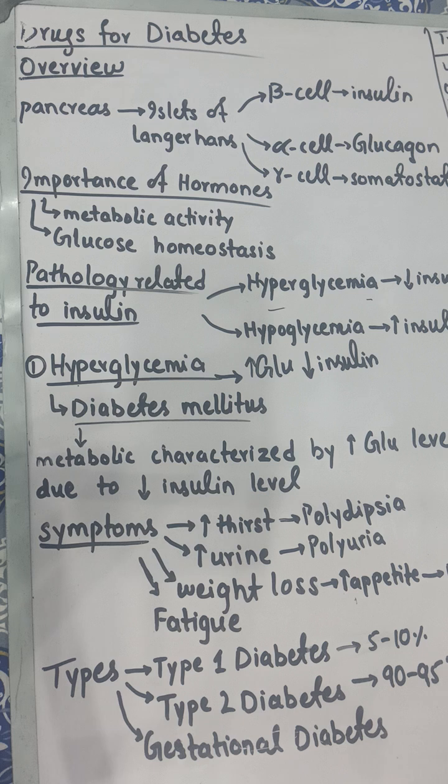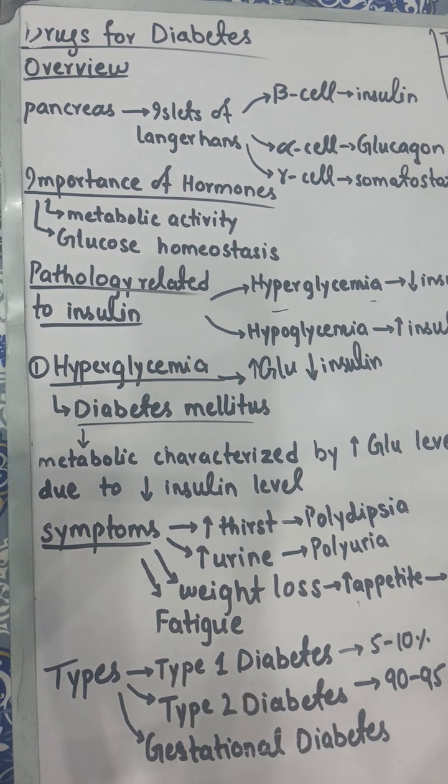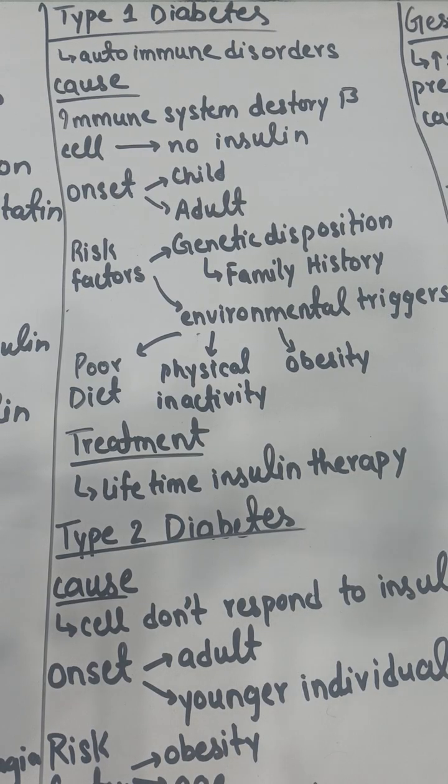So it is very important and it is occurring in almost 90% of the population. So let's discuss all of these types of diabetes one by one, and in the next lecture we will discuss their treatments. So this is type 1 diabetes.